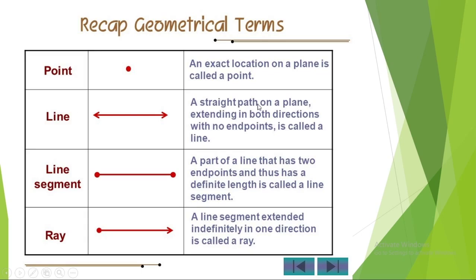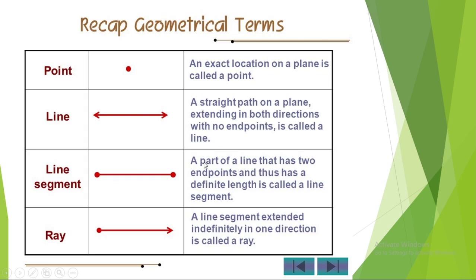Line. A straight path on a plane extending in both directions with no endpoints is called a line. A straight path extending in both the directions. In this direction also it is extending and in this direction also it is extending. Because in both the directions it is extending, it is having no endpoints. A straight path on a plane extending in both directions with no endpoints is called a line.